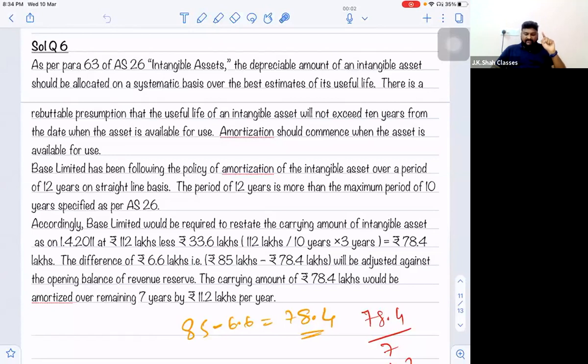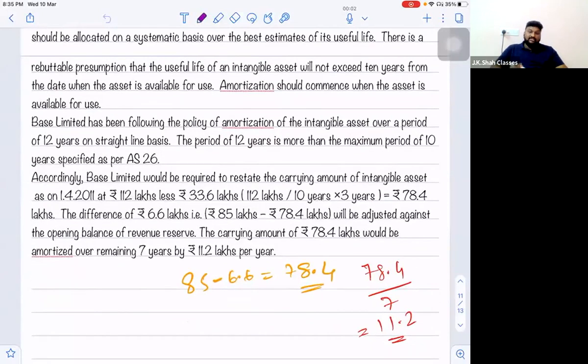So 6.6 lakh will be adjusted against the opening balance of revenue reserves. You will not show it in the current year's profit and loss. You will adjust it directly in the opening reserves only, because these are due to the retrospective effects. So with respect to the retrospective ones, you have to adjust in the opening balance. Don't adjust in the current year's profit. The carrying amount of 78.4 lakh, that is the revised book value, would be amortized in the remaining life of 7 years. That is at 11.2 lakh per annum.